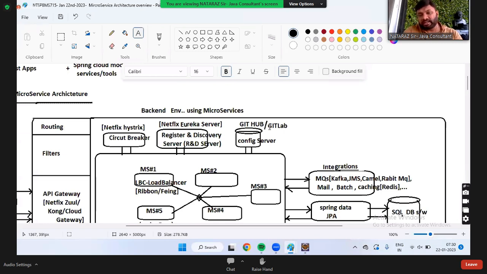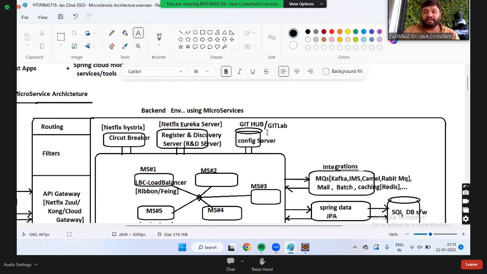What is that, guys? Config server. And GitHub is one example for config server. Clear? Got it? Super boss.